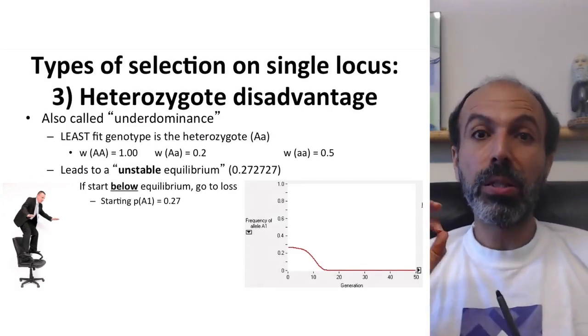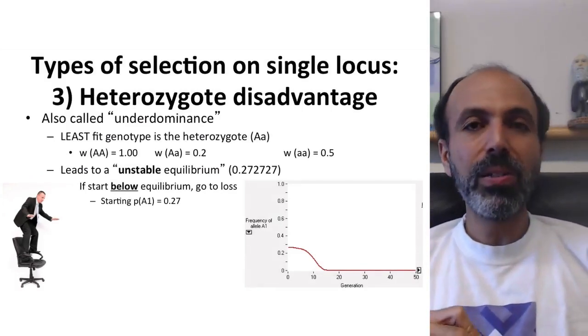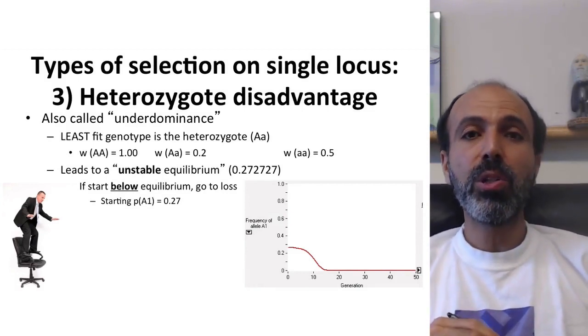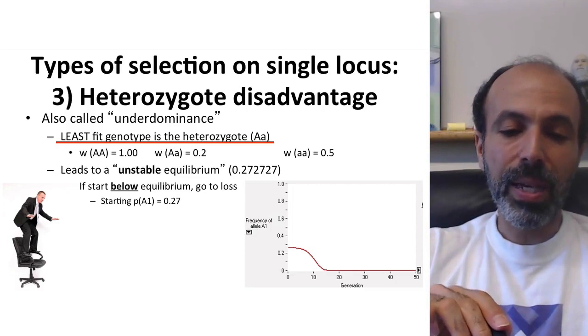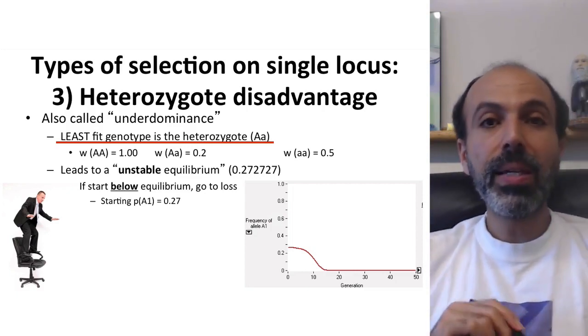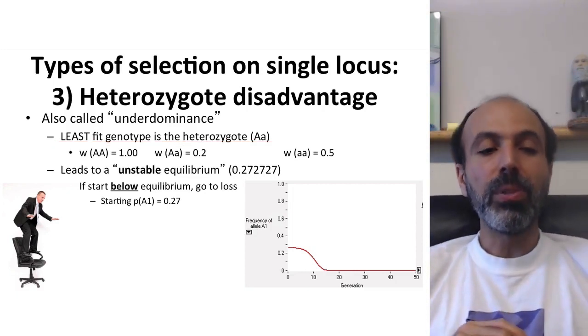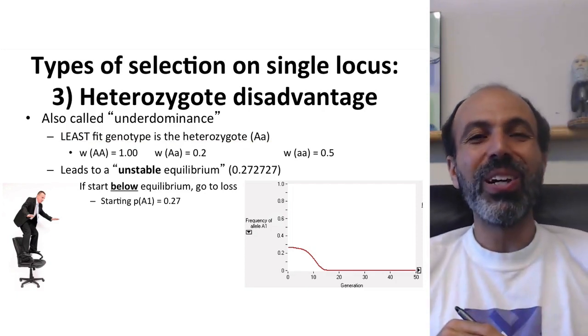Now let's talk about the opposite, heterozygote disadvantage. What happens if the heterozygote has the lowest fitness? There aren't very many good cases of this, but we can at least show mathematically what should be expected. Well, in this case, again, the least fit genotype is the heterozygote, so I just made up some numbers here. This actually leads to an unstable equilibrium, kind of like this fellow standing on the chair here.